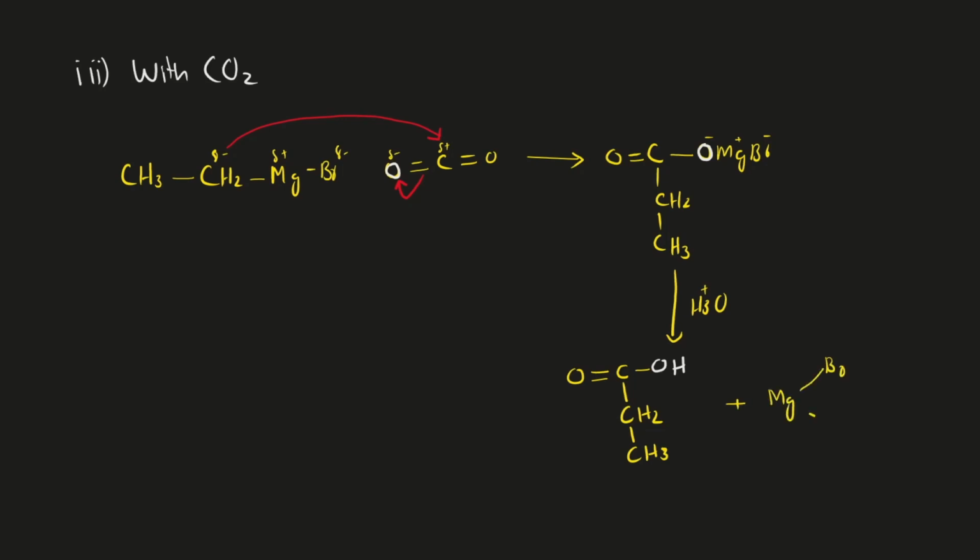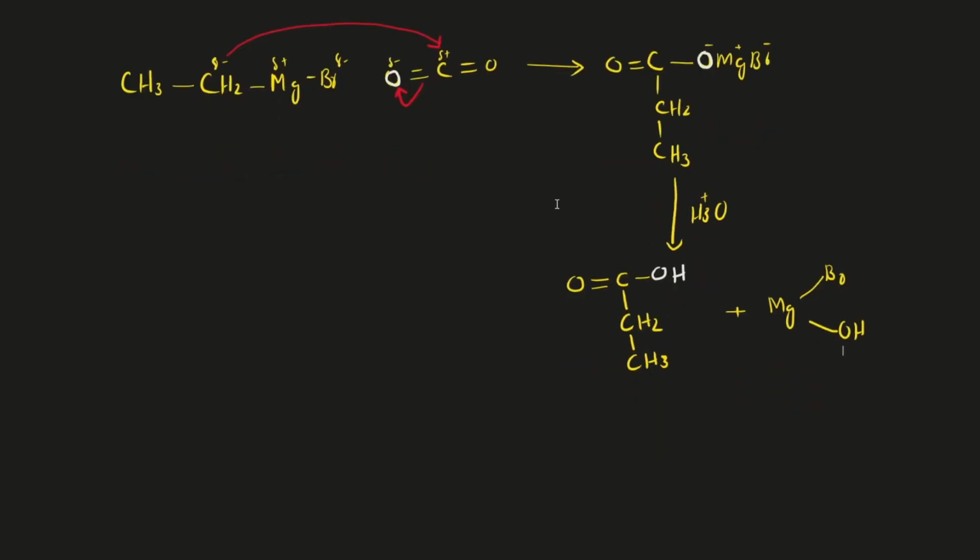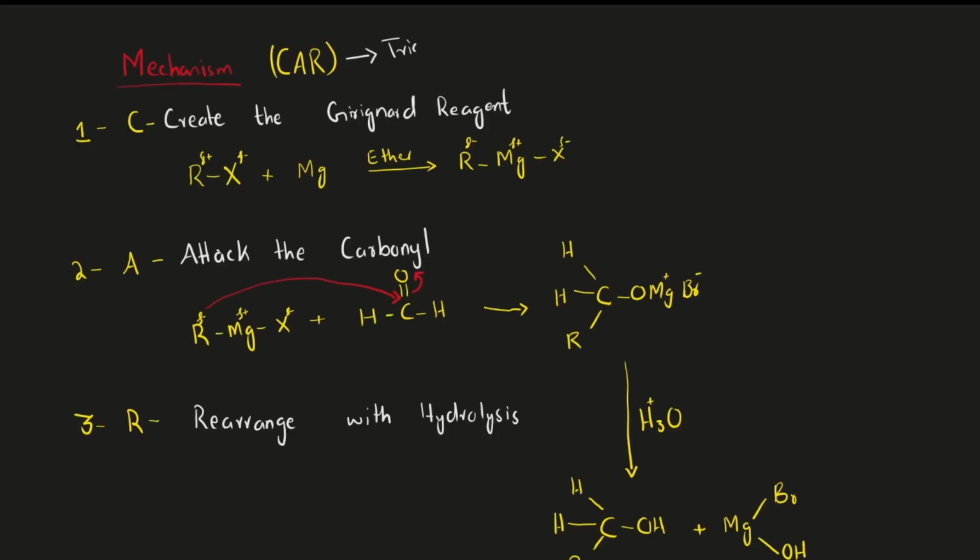Now let's do the hydrolysis of this intermediate compound, and with that this compound is known as propanoic acid. Now the remaining products we can write as usual. There are various examples of this Grignard reagent reaction. You can try as many as you want.